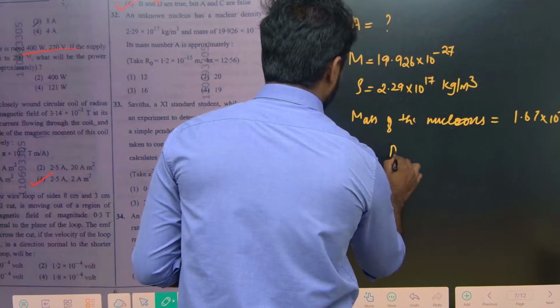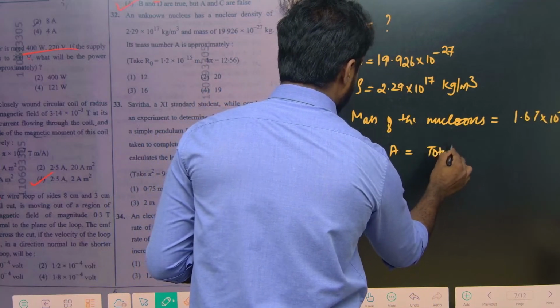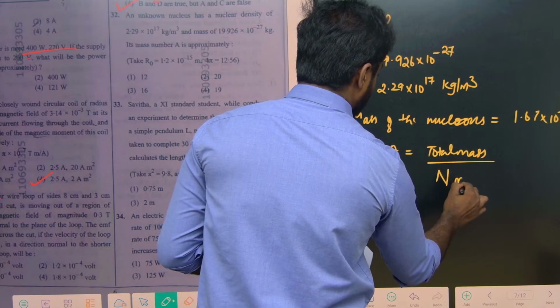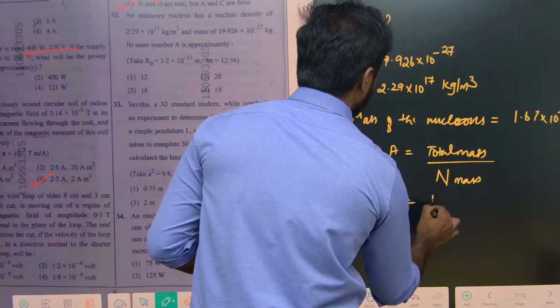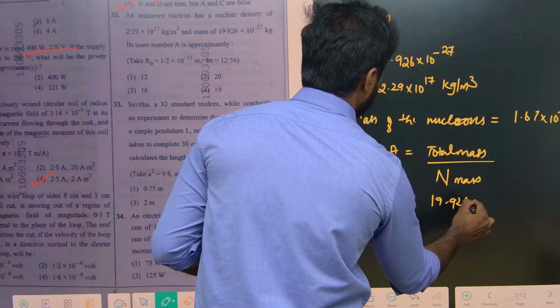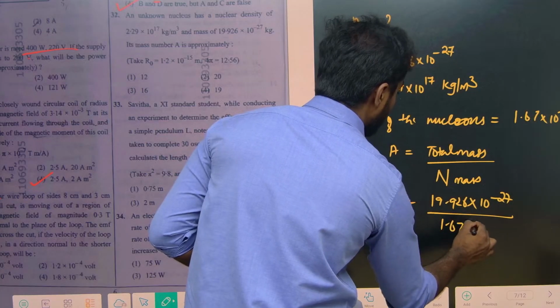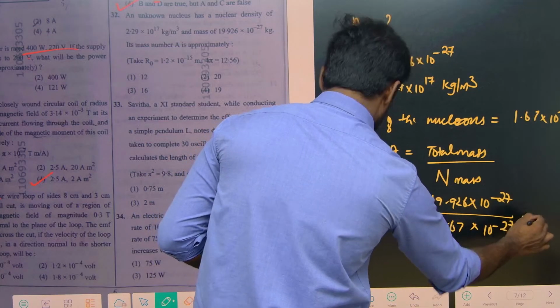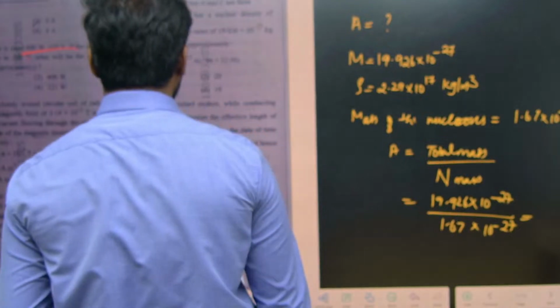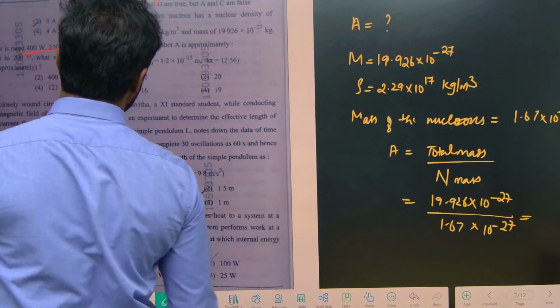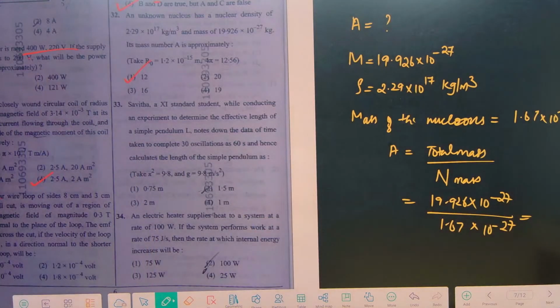So A is nothing but the total mass by the nucleon mass. That is 19.926 × 10^-27 divided by 1.67 × 10^-27. I need to get the value, which is approximately option 1, that is 12. Option 1, that is 12. Okay.